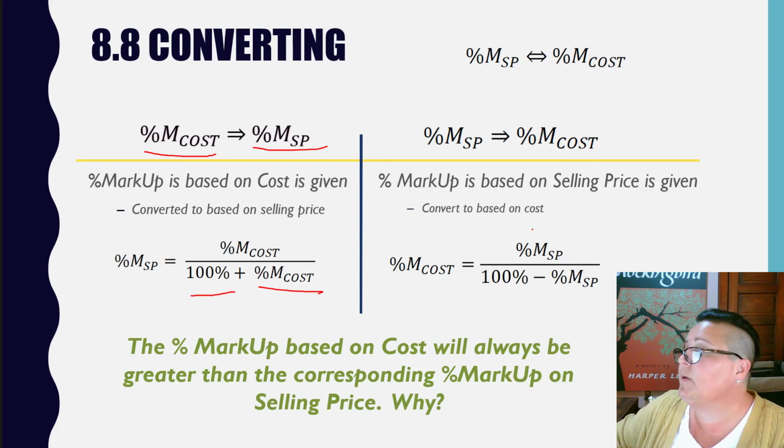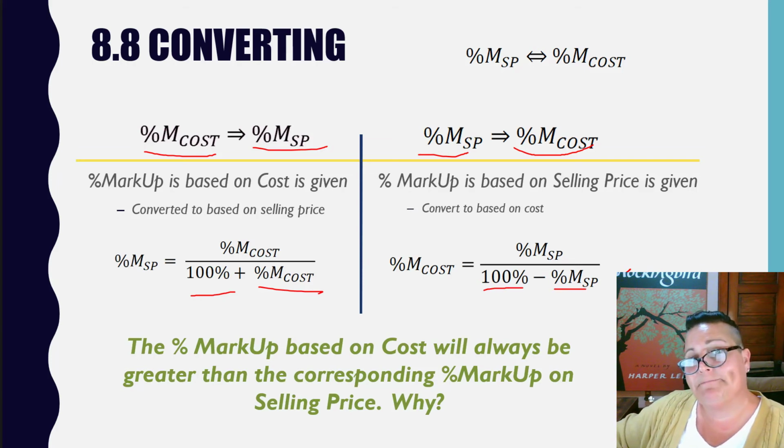If you have the markup based on selling price and you're converting that to the markup based on cost, so the markup based on selling price is given and you're going to convert it to markup based on cost, then you want to take the known markup based on selling price and divide it by its complement, 100 minus the markup based on selling price. And that's because what this is giving you really is your cost percent. It's really giving you the percent cost.